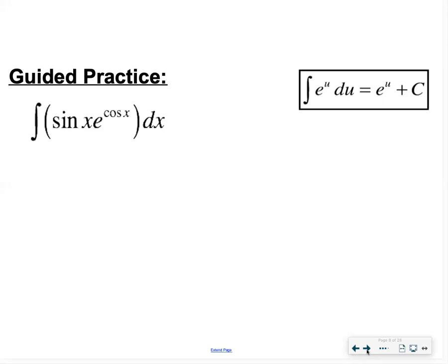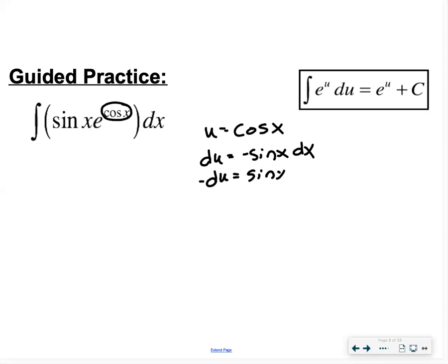Okay, again, when all else fails, just start with setting your exponent equal to your u and see if that takes you anywhere. So I'm going to say u is equal to cosine x. The derivative of cosine, so du is going to be negative sine x dx. And let's divide out that negative. So I'll actually have negative du is equal to sine x dx.